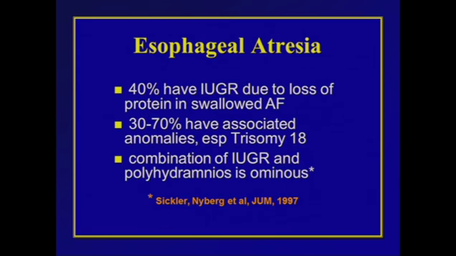Fetuses with esophageal atresia, up to 40% can have associated intrauterine growth restriction because a portion of the fetal growth is related to the protein in the swallowed amniotic fluid. And when the fetus can't swallow, the caloric content and the protein in that amniotic fluid is no longer available to the fetus to assist in growth. 30 to 70% of fetuses with esophageal atresia have associated anomalies, particularly fetuses with trisomy 18.